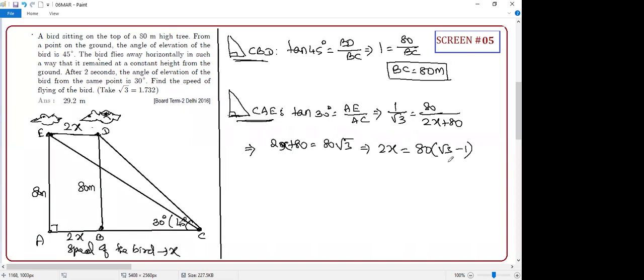Guys, I'm doing more than 2 steps in one place. Clear or not? Now tell me what is the final answer. x is equal to 40 into (√3 minus 1). Excellent. Direct answer. How does 40 come? You can cancel like this. Okay, 40 into (√3 minus 1).